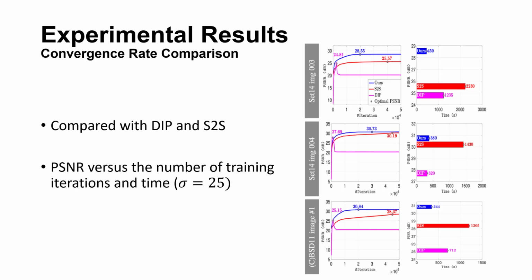In terms of the model convergence rate, comparisons are performed in line with the optimal PSNR performance obtained with respect to not only its corresponding iteration numbers but also the time required. So the figure attached here confirms that our method requires the smallest number of training iterations and the shortest amount of time to reach the optimal PSNR performance.